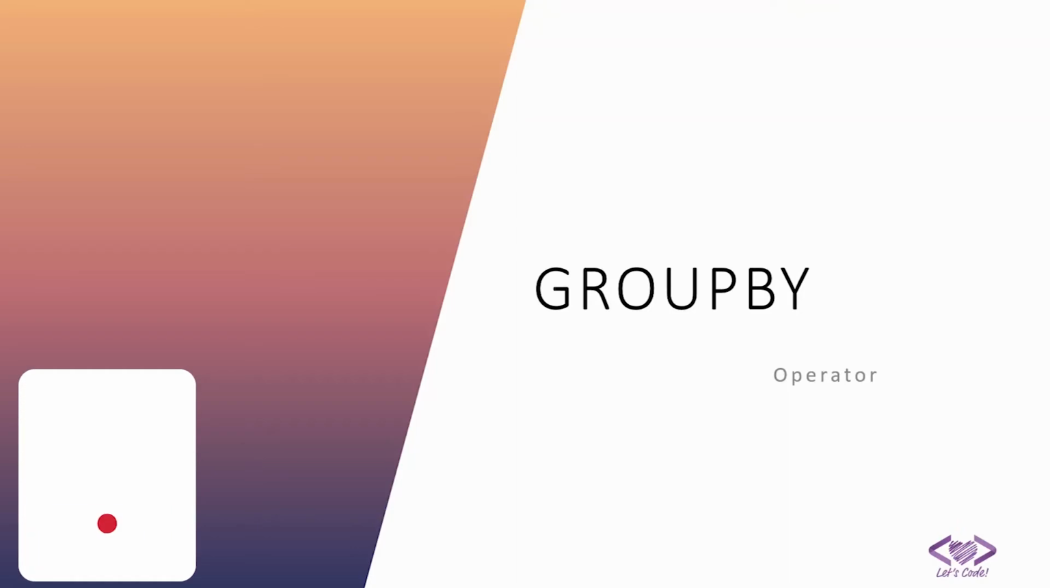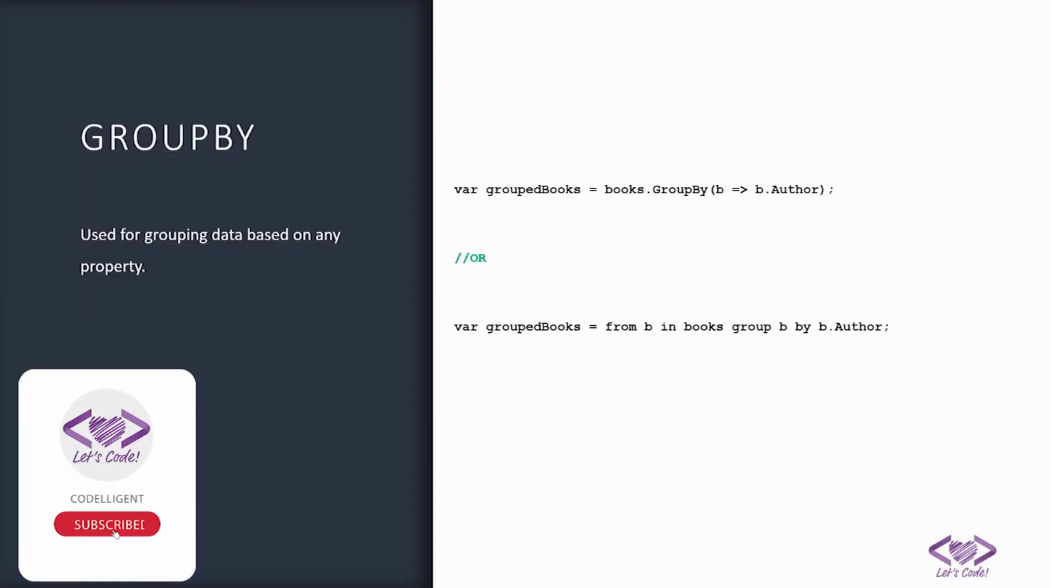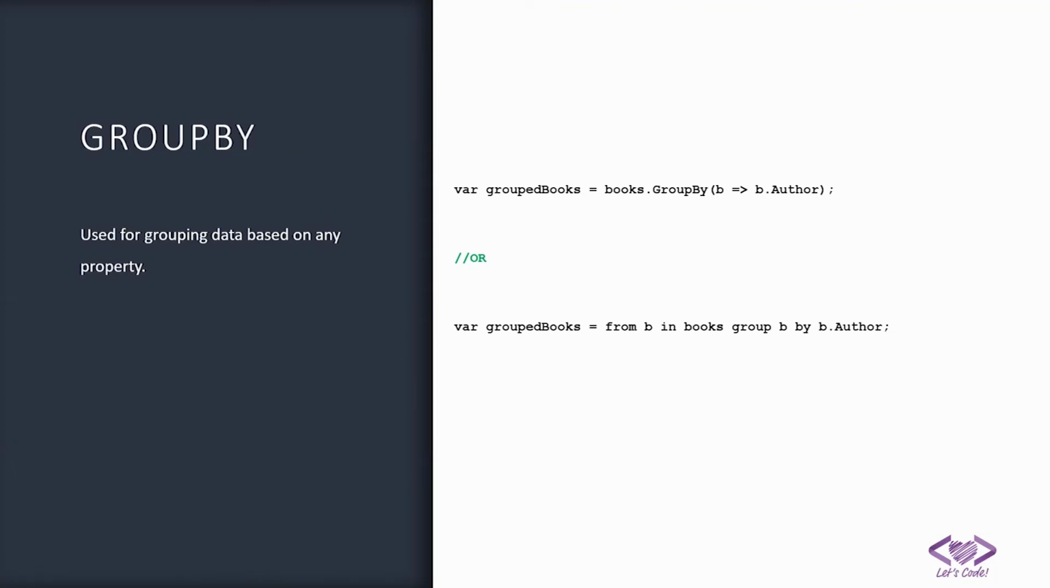Now let's try to understand what exactly is a group by operator. Group by operator is used for grouping the data. You might have multiple criterias based on which you can group your data. For example, if we have a list of books, maybe we can have multiple books by the same author, and you have a requirement wherein you want to group them based on the author. So then you can use books dot group by, and inside that the lambda expression b is a variable, lambda operator b dot author. So now this books list will be grouped based on author.